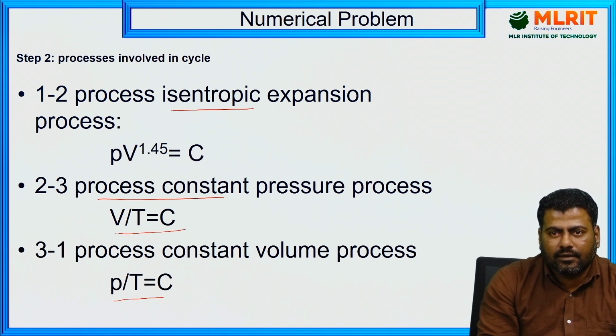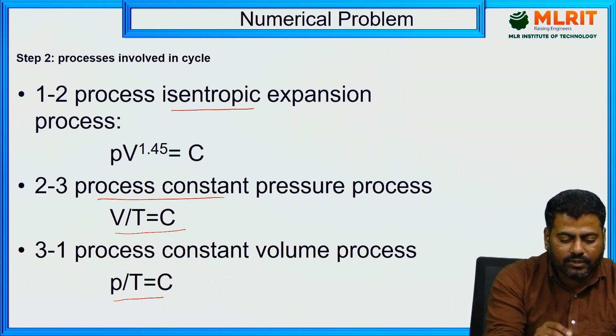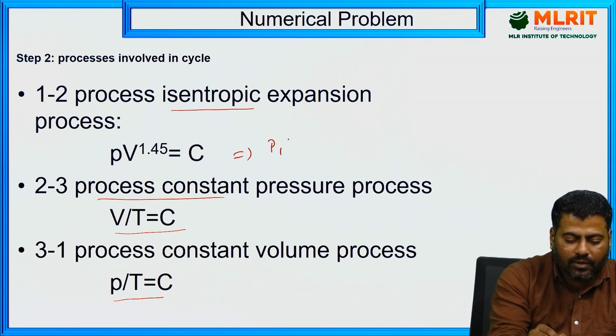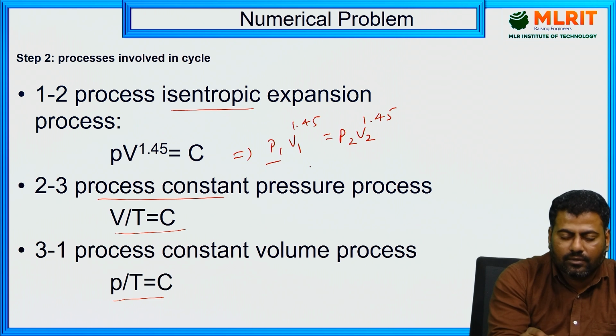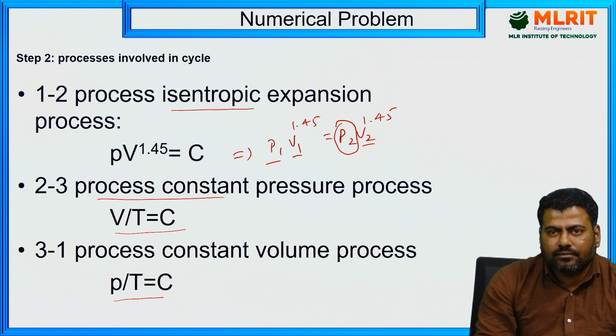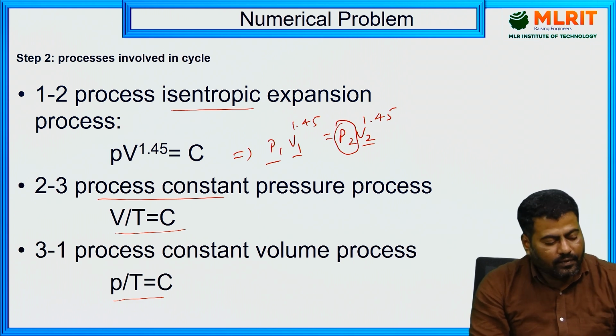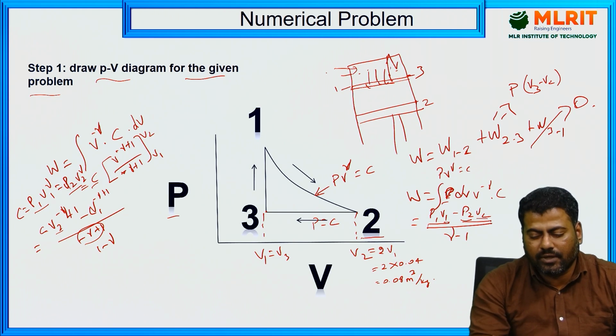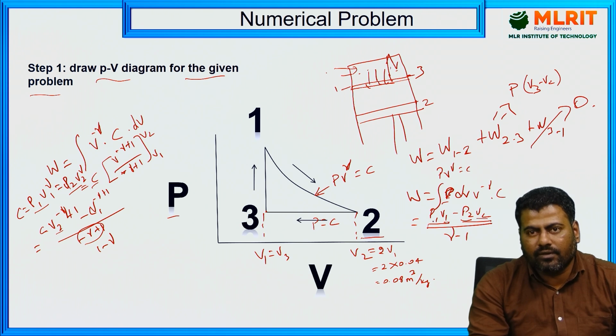Got it? So with respect to this, I can also get the value of P2. How do we get the P2 value? We know that P1 V1 power 1.45 equals P2 V2 power 1.45. We know the P1 value, the V1 value, and the V2 value, and P2 we need to calculate. If I know the P2 value from the previous slide, I can substitute it here, and since V2 and P1 V1 are known, I can solve the problem.